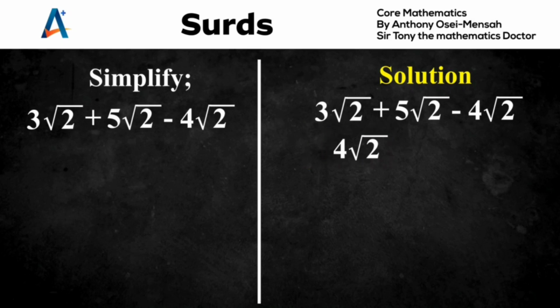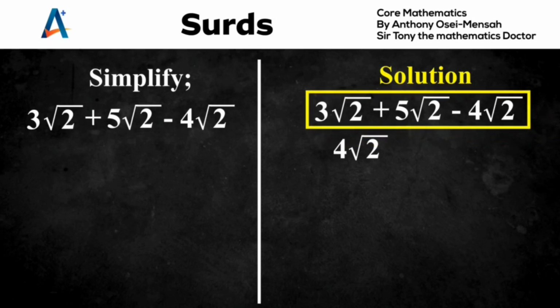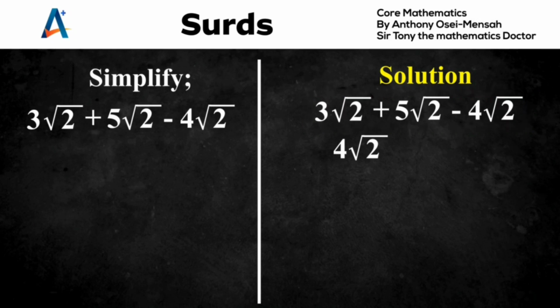So this is trying to tell us that when you have 3 root 2 and you add 5 root 2, you get 8 root 2. Then you subtract 4 root 2 from it, you're going to get 4 of the root 2. So 3 root 2 plus 5 root 2 minus 4 root 2 will end up giving 4 root 2 as the final answer. So 4 root 2 is the answer for this particular set.